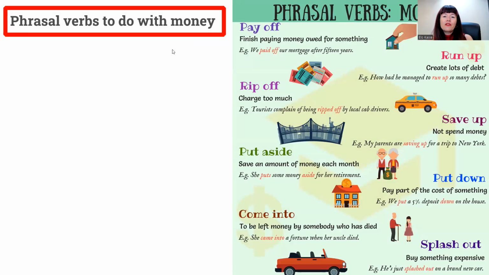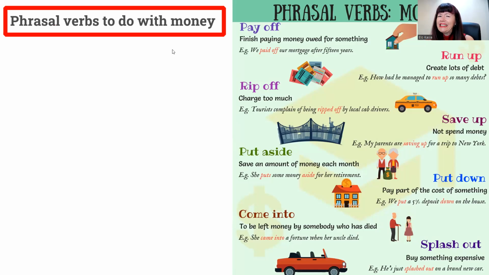So first of all, we have pay off. Pay off means to finish paying money owed for something. So you can say we paid off our mortgage after 15 years. So finish paying, pay off. We paid off our mortgage after 15 years.